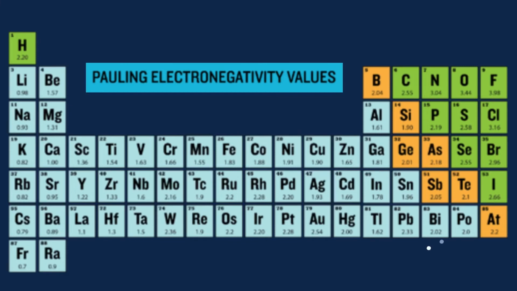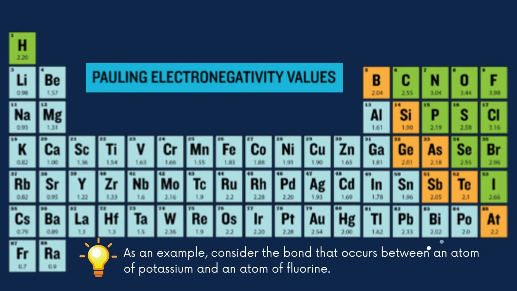Pauling electronegativity values were named after Linus Pauling, the original scientist to describe the phenomenon of electronegativity. The degree to which a given bond is ionic or covalent is determined by calculating the difference in electronegativity between the 2 atoms involved in the bond.